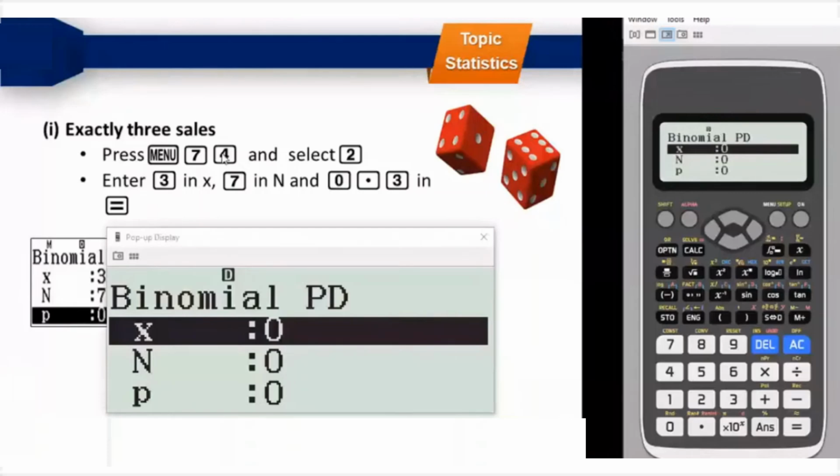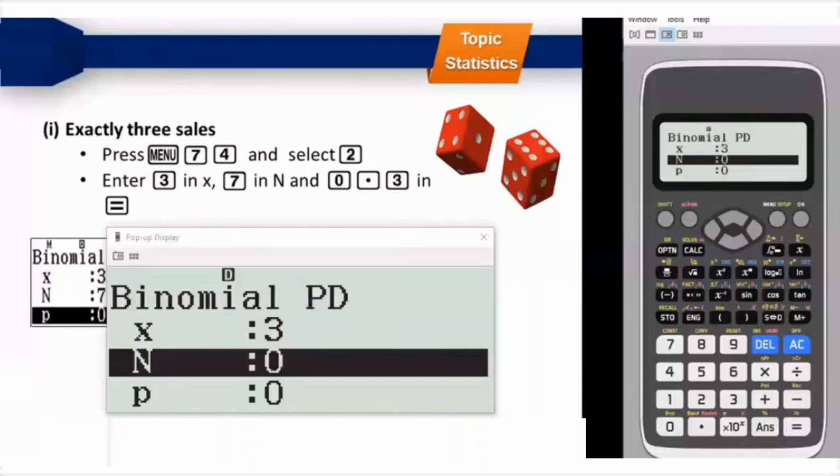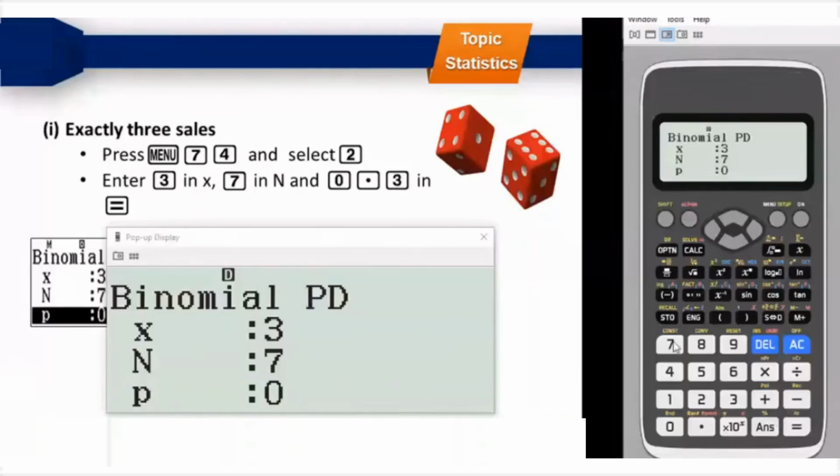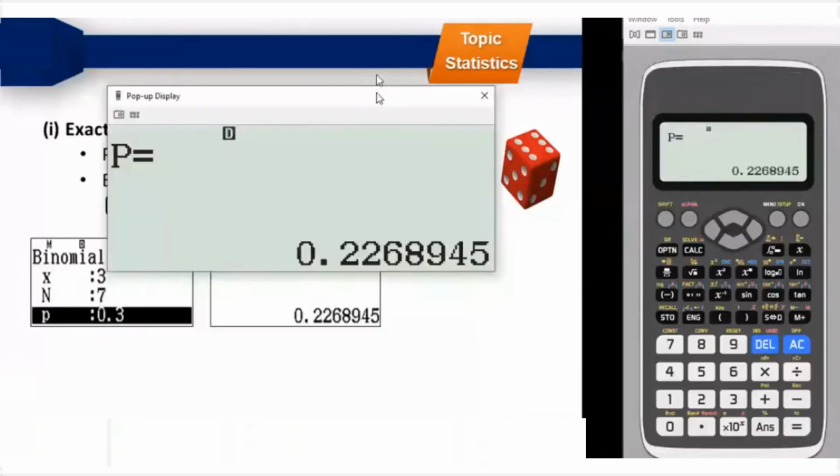It is asking me what is N? N is the fixed number of trials. There are 7 trials. Then it is asking me what is the favorable outcome? P is 0.3. And now when I press equals, it will give me the answer, that is 0.2268945. I hope this is clear.